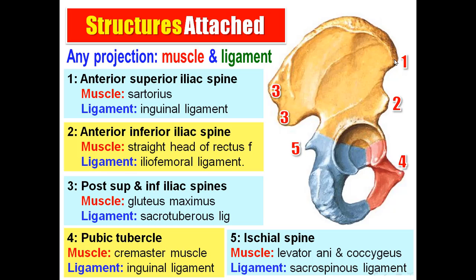Anterior superior iliac spine: sartorius and the inguinal ligament. Anterior inferior iliac spine: straight head of rectus femoris and the iliofemoral ligament. Posterior superior and posterior inferior iliac spines: gluteus maximus and the sacrotuberous ligament. Ischial spine: levator ani and the coccygeus, and the ligament is the sacrospinous ligament. Pubic tubercle: cremaster muscle and inguinal ligament.